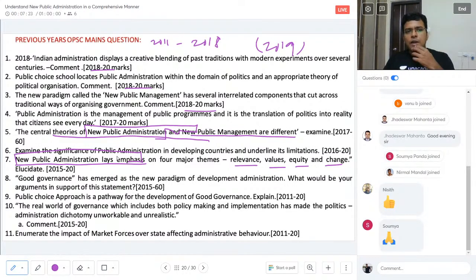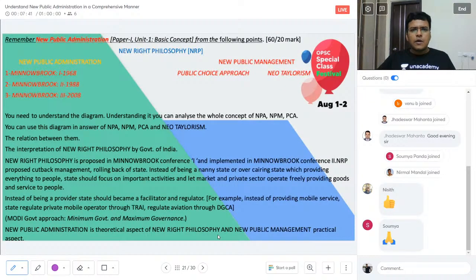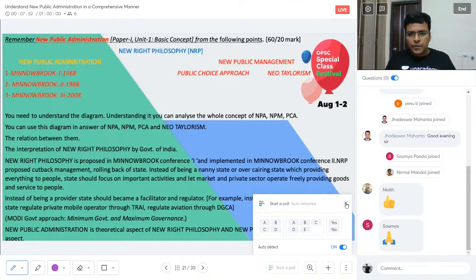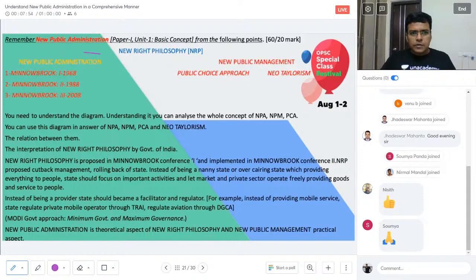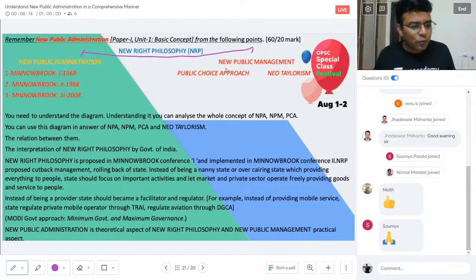And going through the questions, we will never find that they ask you to write down the meaning of administration or public administration, which I told you yesterday: don't try to remember the definition of public administration and administration. So this is new public administration, paper 1 basic concept. I am just giving you an overview. Yesterday I also told you about new right philosophy. New right philosophy is divided into two parts: one is new public administration and another is new public management. We can call new public administration the theoretical part of new right philosophy, and new public management is the practical approach of new right philosophy.